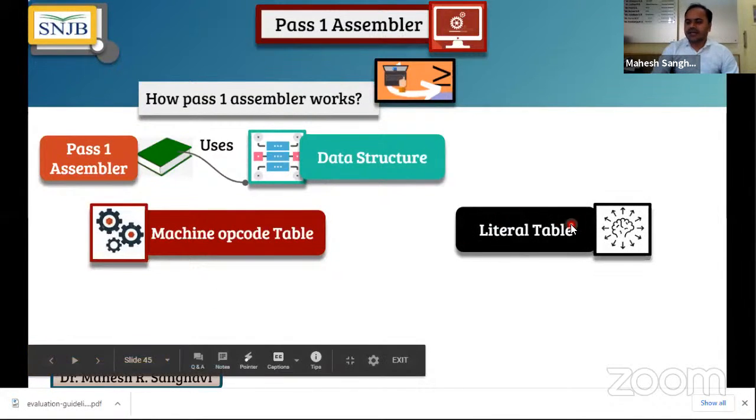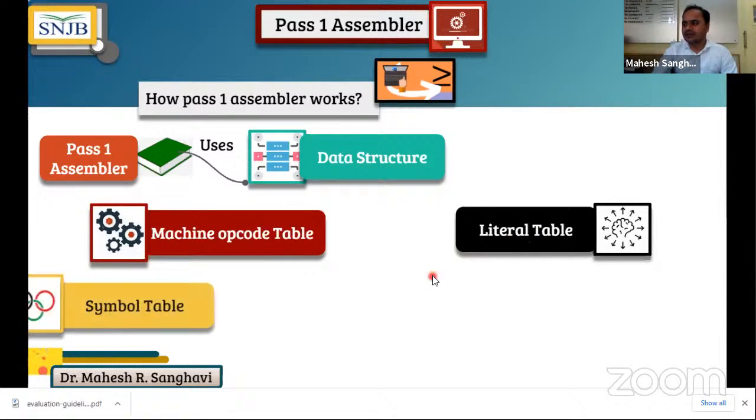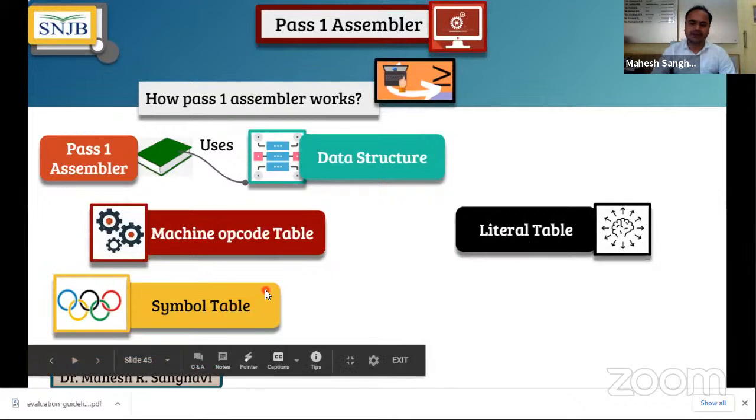Literal table will take care of all the constants. So whenever you find a constant, or literals, in a program, we need to store its entries into the literal table. So pass one will use both the tables. Now the third table that will be used by pass one will be the symbol table.